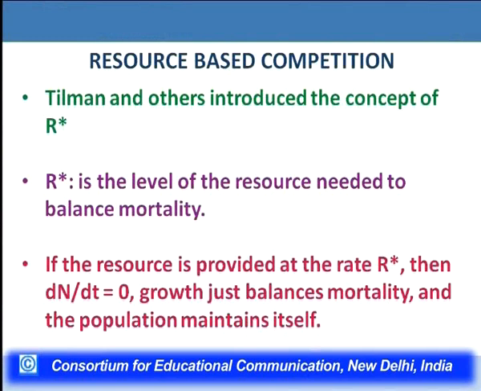And then I come to resource-based competition, which was a product of the study of Tilman, the resource ratio hypothesis, which introduced the concept that the level of a particular resource decides the number of individuals that will be present in a given population, where R star is the level of resource which is needed to balance the mortality of any species. Now, if the resource is provided at a given rate, the growth rate for this particular population will be 0, and the number of individuals will just balance the mortality.